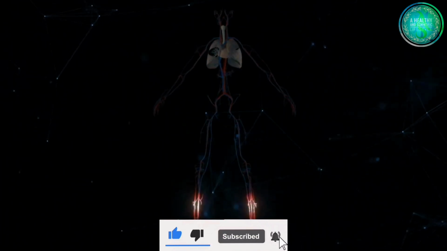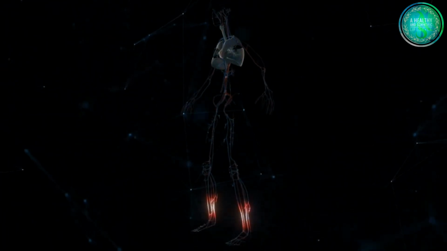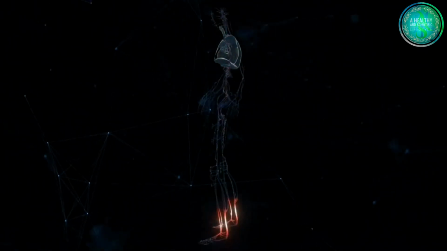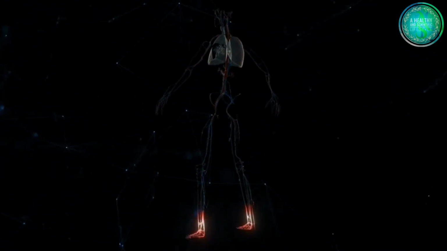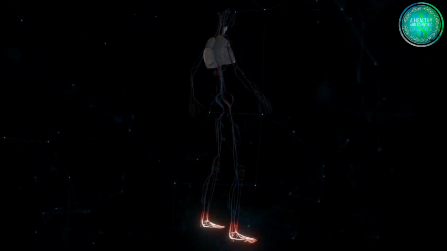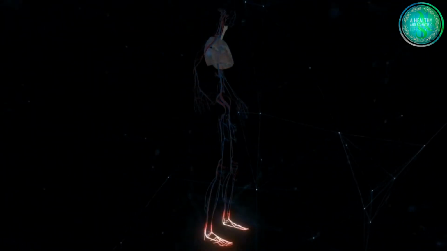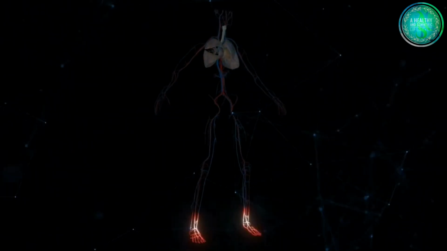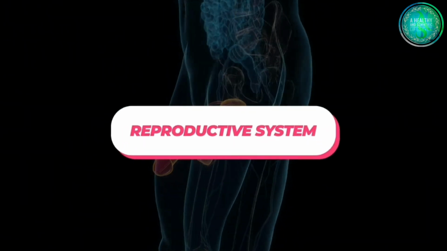The lymphatic system plays a vital role in the body's immune system and helps to protect the body against infection and disease. It also helps to maintain fluid balance in the body by returning excess fluid from the tissues back into the bloodstream. Number 10. The reproductive system.